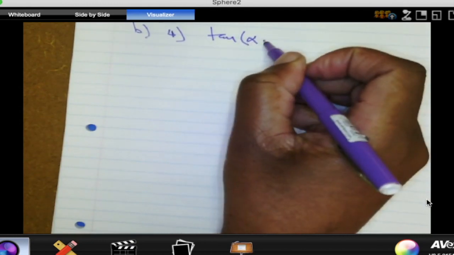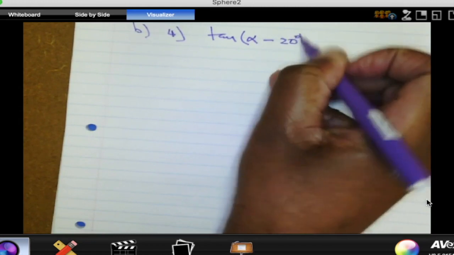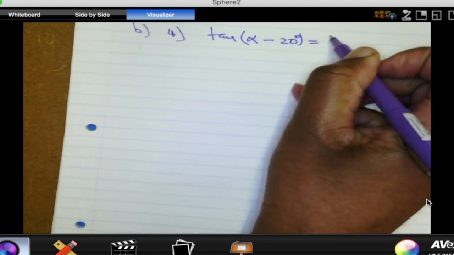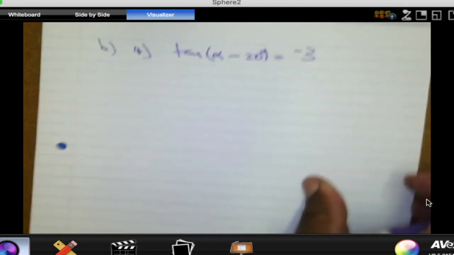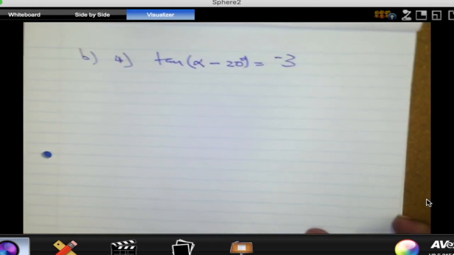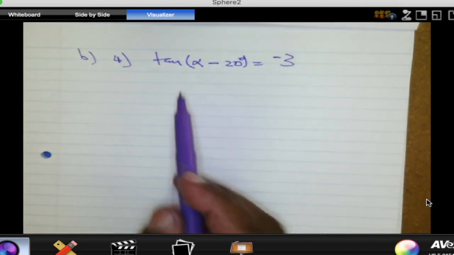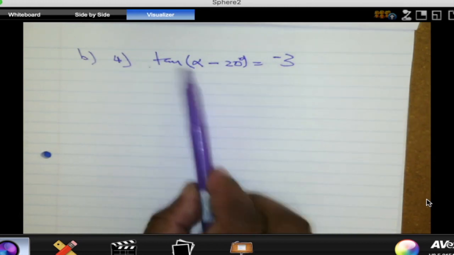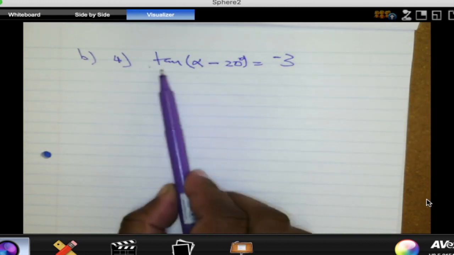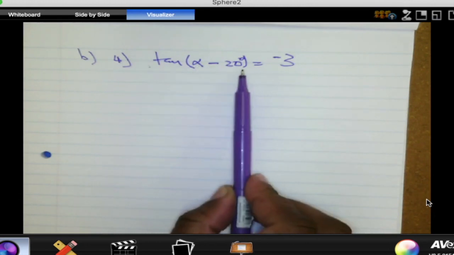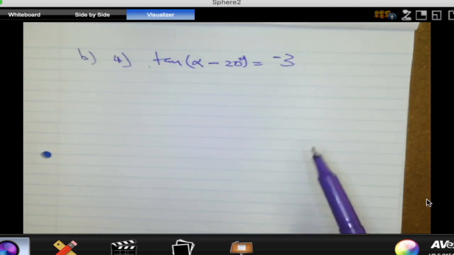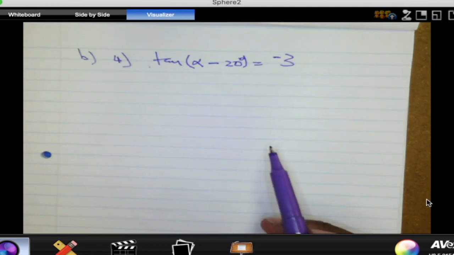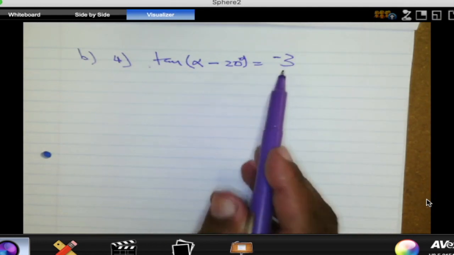The tangent of alpha minus 20 degrees is equal to -3. Now there is nothing in front of tan, so there is no rearranging. Remember, you can't distribute tan. You can't call this thing tan alpha minus tan 20. That is not correct. But right now we can see that the tangent of this angle is -3.